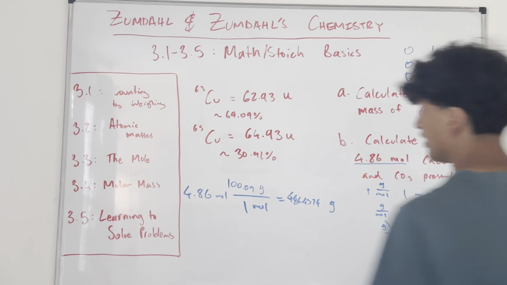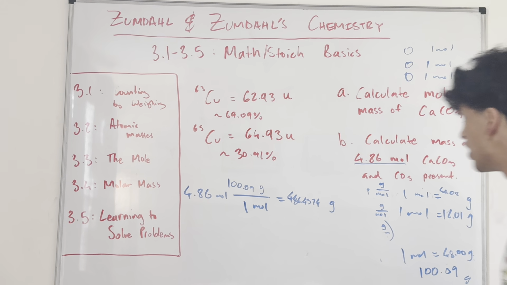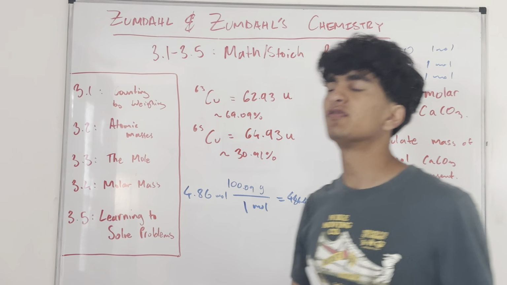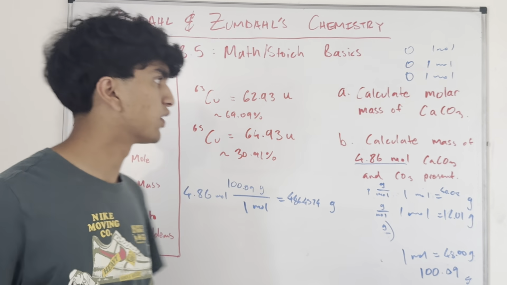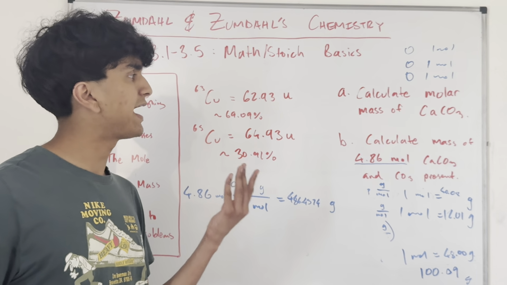So yeah, there you go. You might have thought this is kind of doing too much, right? Because we just know, oh, if 1 mole has 100.09 and we want to find 4.86 moles of this, I just multiply the two numbers. That would make sense.